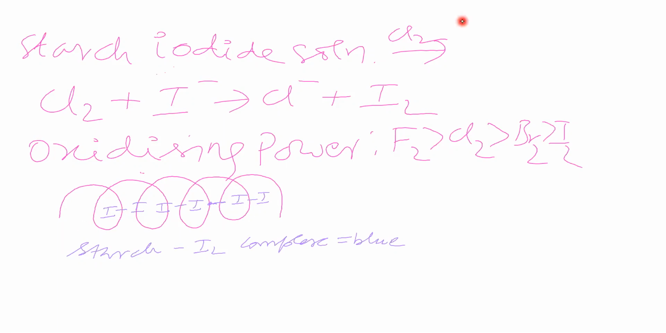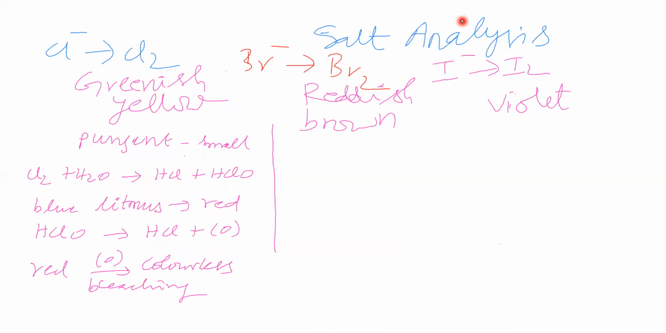So, for Cl2, what are the tests? Cl2 is greenish yellow in color. It has a pungent odor. The test with moisture gives HCl and HClO. HCl is an acid which turns blue litmus into red. HClO is hypochlorous acid, which decomposes to give HCl and nascent oxygen. This nascent oxygen turns red litmus colorless. This process is called bleaching.